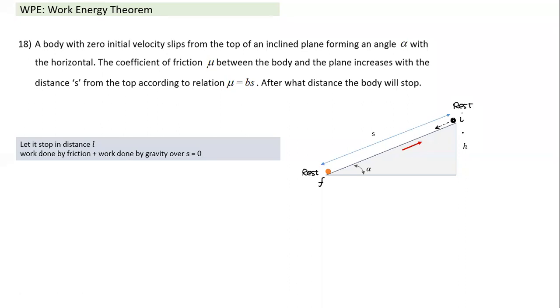Gravity is acting downwards, and we try to understand what is the direction of displacement. Displacement is happening in this direction. So we take the vertical component of displacement times gravity. That's the work done by gravity. The vertical component of displacement, if the distance it comes to stop is s, is h equal to s sine alpha. The work done by gravity is easy. If I call this distance s, it is mgs sine alpha. That's the work done by gravity.